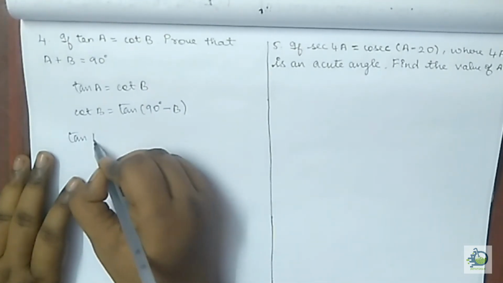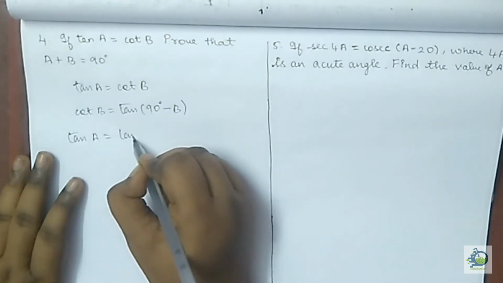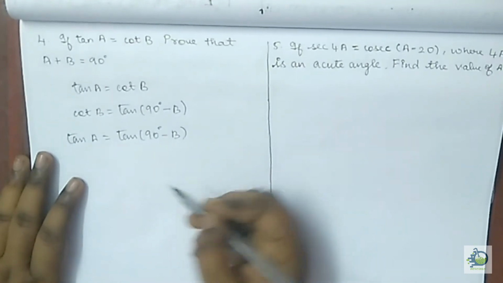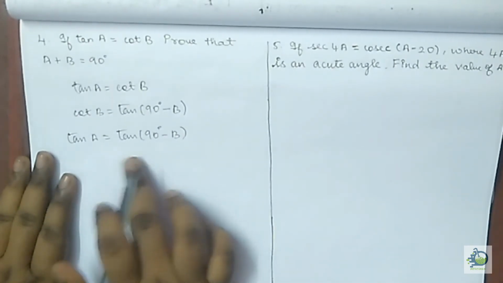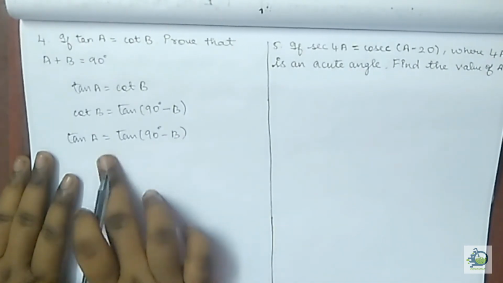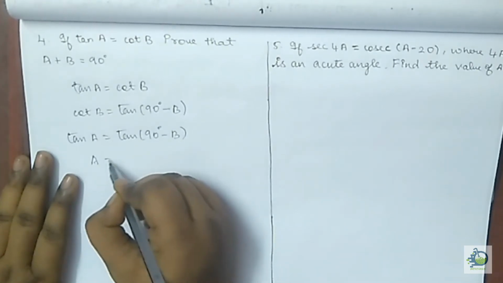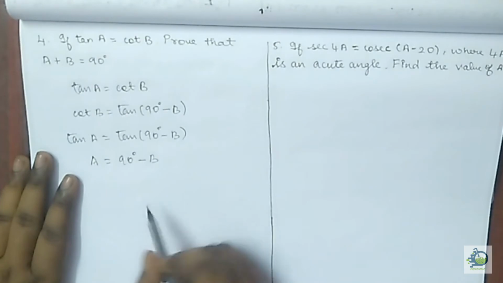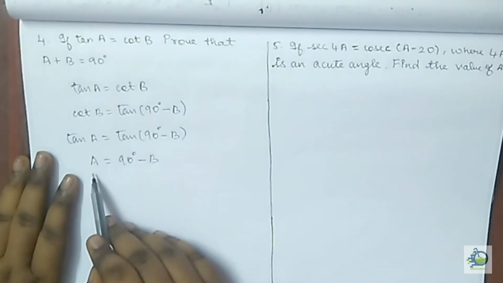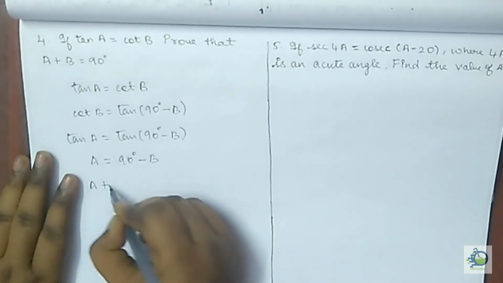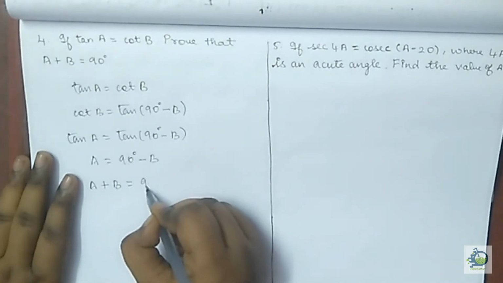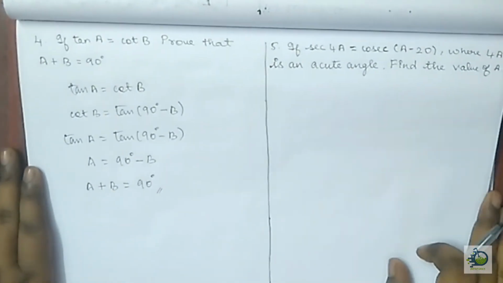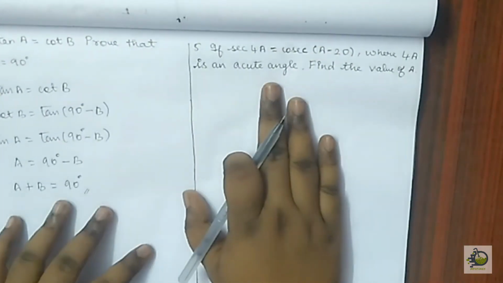So tan A will be equal to tan of 90 degrees minus B. Here since both are tan, I can equate the angles. So A will be equal to 90 degrees minus B. When I take this minus B to that side, it becomes A plus B, which is equal to 90 degrees. Hence proved.